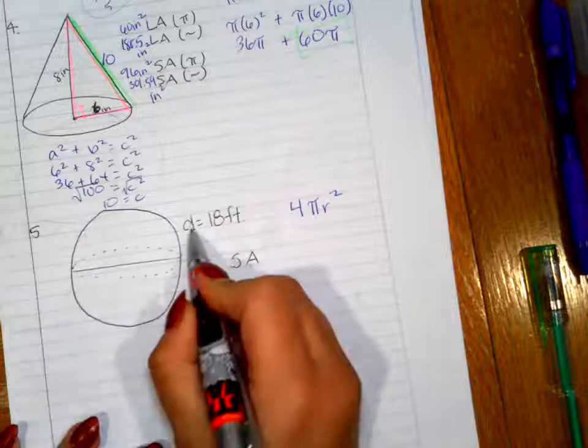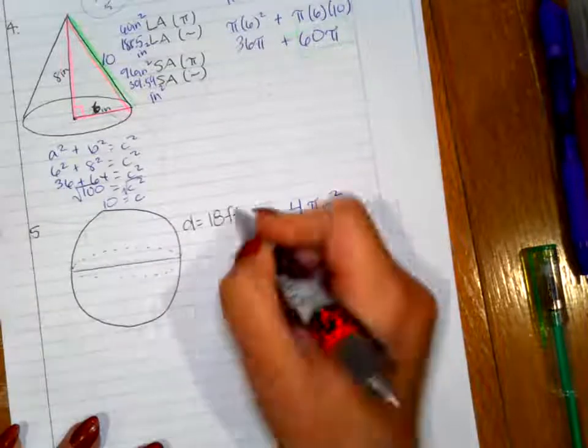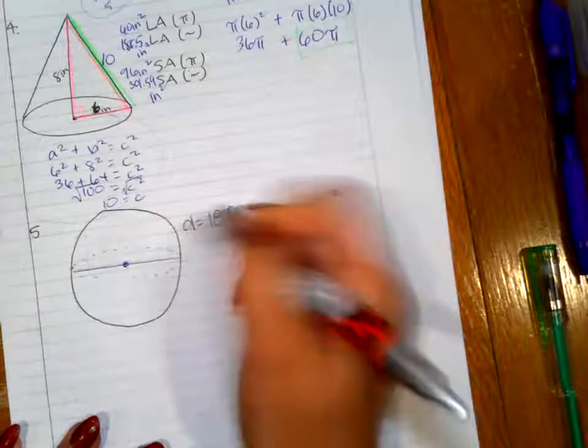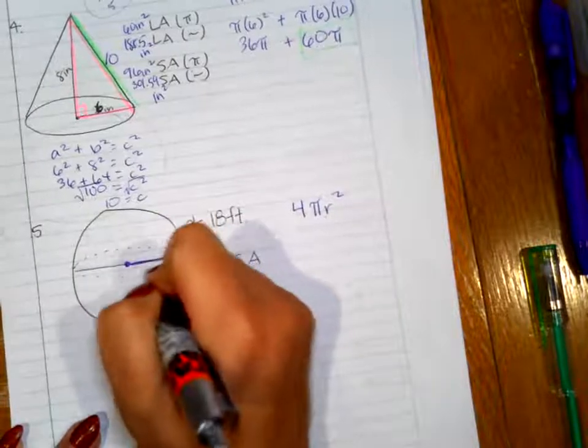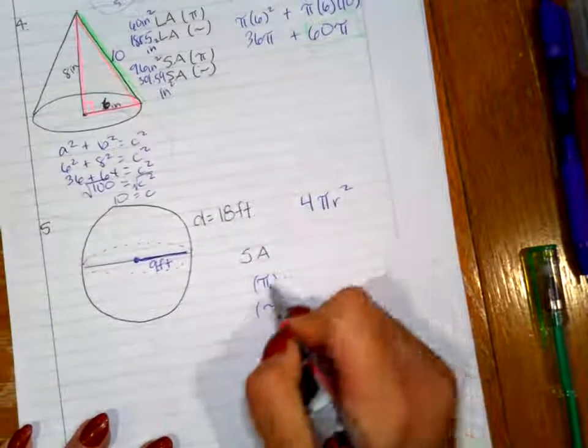All I need is my radius. I've given my diameter. That's what the D is. It's the whole thing right here. I only need half of that. My radius is from the center to any given side, and that's going to be 9 feet. Don't forget your units.